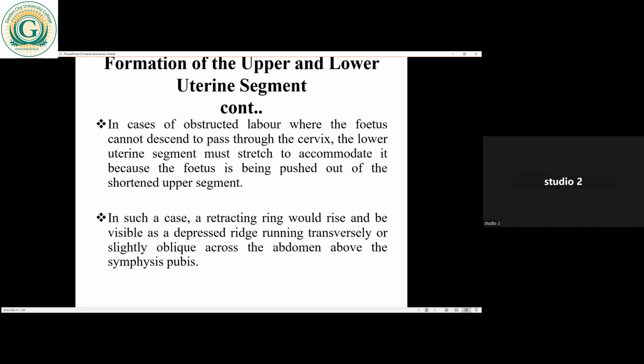So that is the second physiology. The second one is the formation of this upper and lower uterine segment with the retraction ring or Bandl's ring.